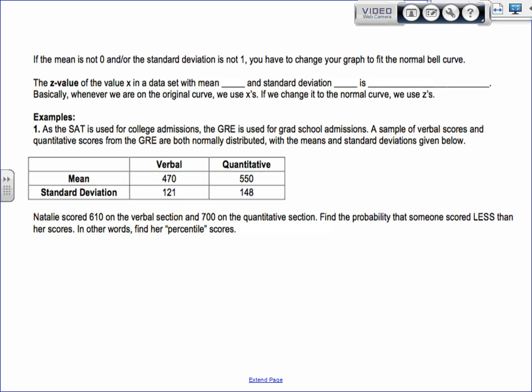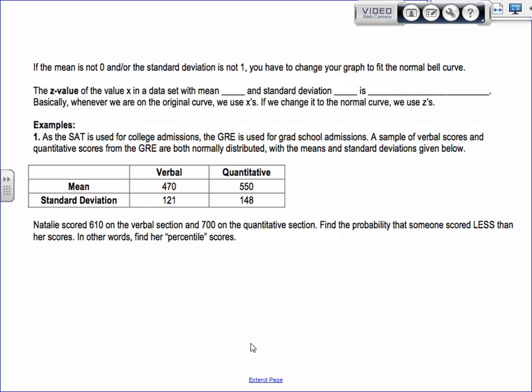We don't have an infinite number of bell curve charts with different means and standard deviations. It just doesn't work that way. We always have to use the standard table. So in order to do this, we need to change everything into numbers that are on the chart. These are going to involve what we call z-scores, or z-values.